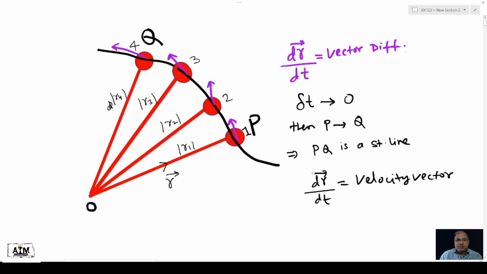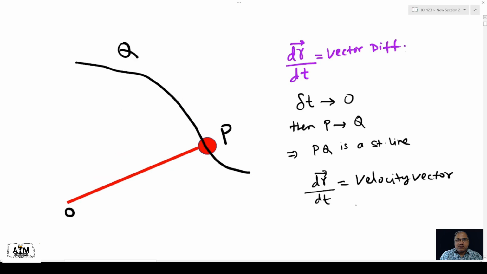Why it is a velocity vector? Because for the very smaller duration of time, delta t tending to 0, P approaches Q and PQ becomes a straight line, and when the particle is moving along the straight line in particular interval of time, that becomes the velocity. So there is a displacement upon time, so that is equals to velocity vector. So dr by dt gives velocity vector of the particle as the particle is moving from point P to point Q along the curve.